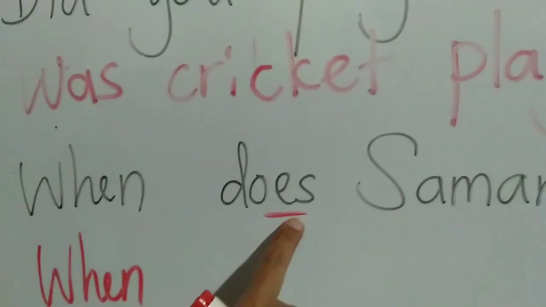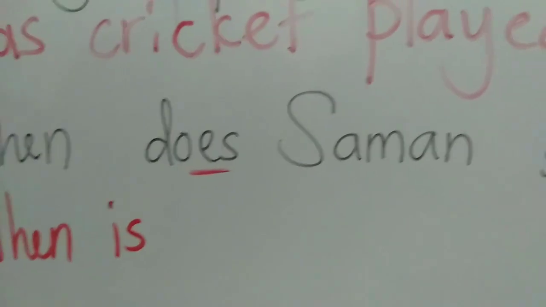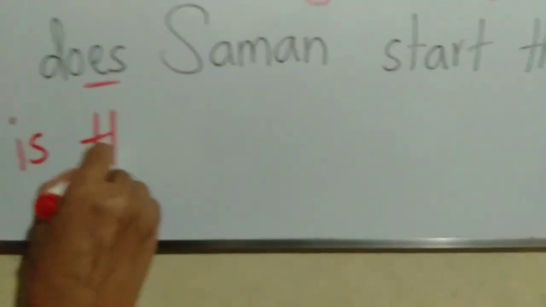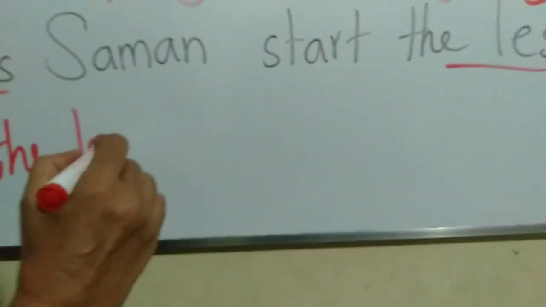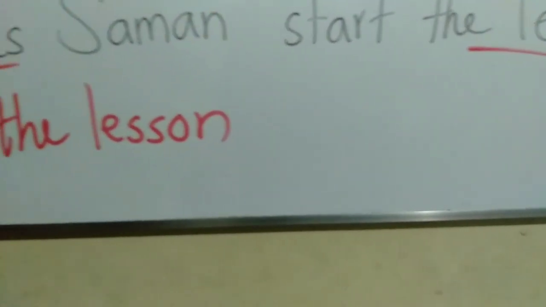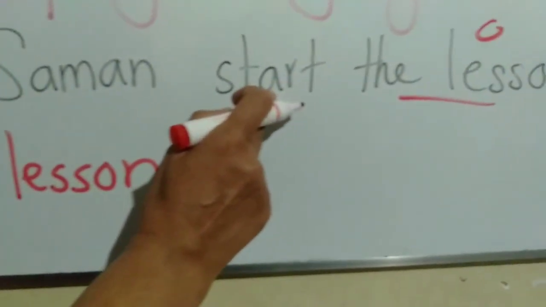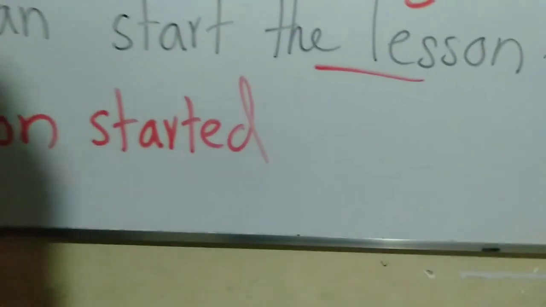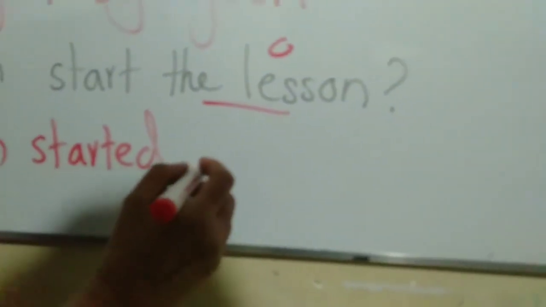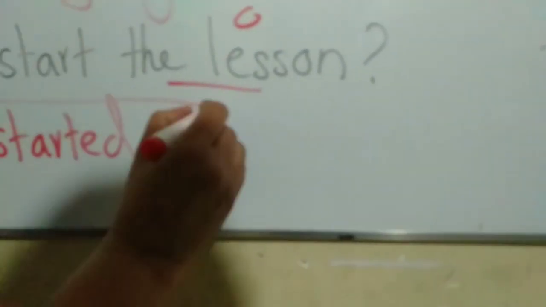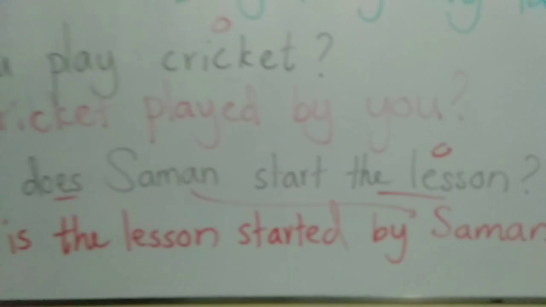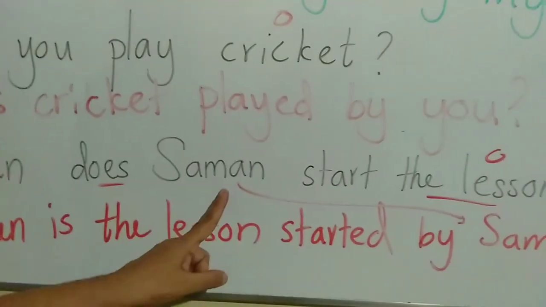When, am, is, are plus past participle with this noun, then is. Singular, we put is. When is, we take the object here, the lesson. When is the lesson, past participle of this, started by someone. Question. Understood? When does someone start the lesson?